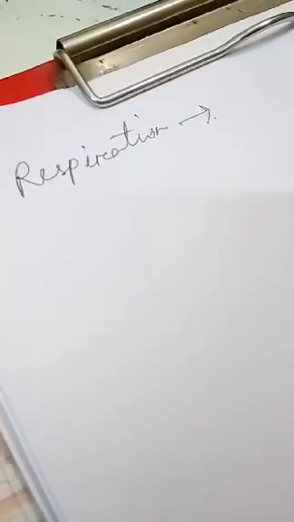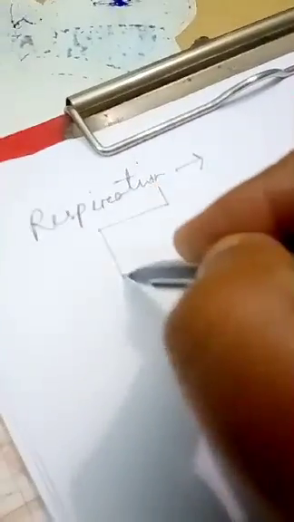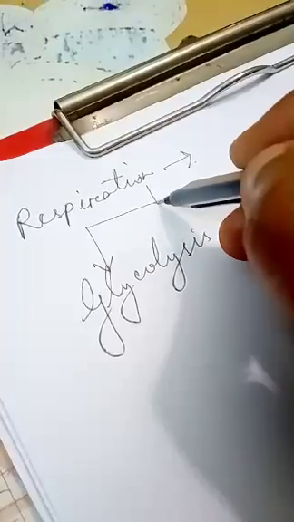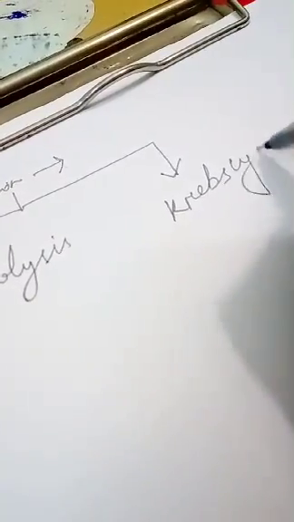Now, the process of respiration involves basically two major steps. The first step is glycolysis and the second step is the Krebs cycle. So these are the two major steps which you will learn in this class. First one, glycolysis. Second one, Krebs cycle.